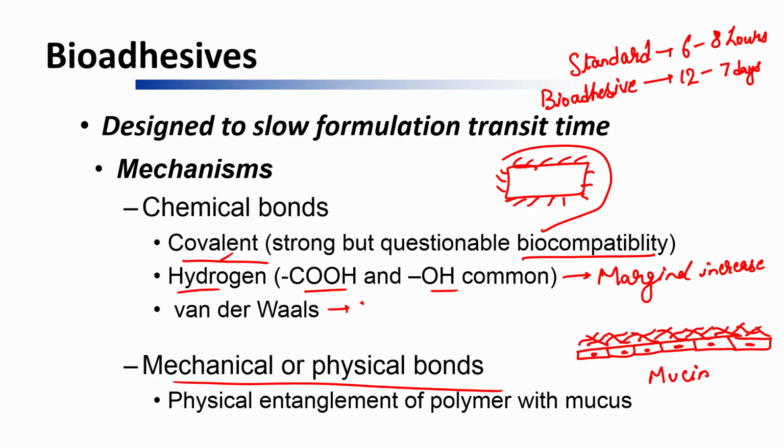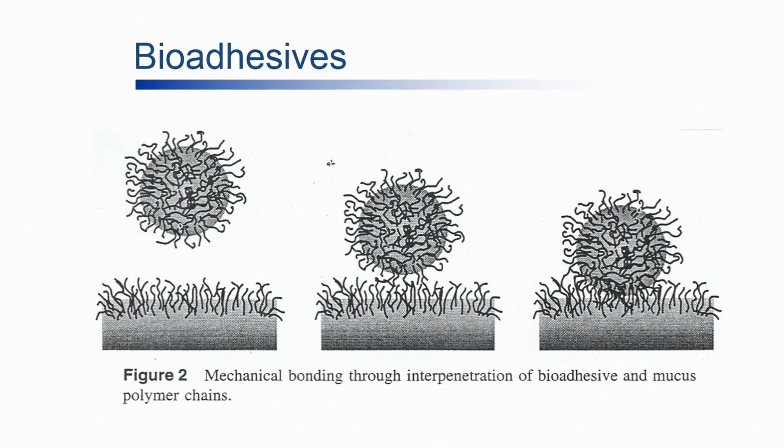So, what you can potentially do is, if you have a bigger chain sticking out from your cargo, it can potentially go in and entangle with these mucin chains, and that may cause significant slowing down as they progress, through the formation of some physical or mechanical bonds. So, that is one strategy. This is just shown pictorially here. In this case this could be considered as an intestinal cell.